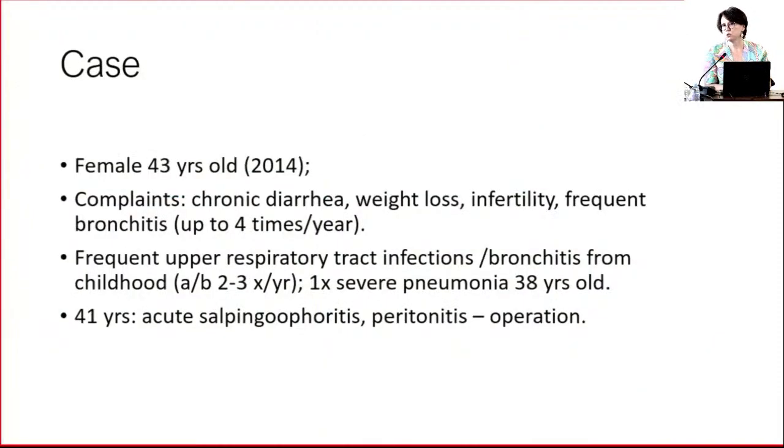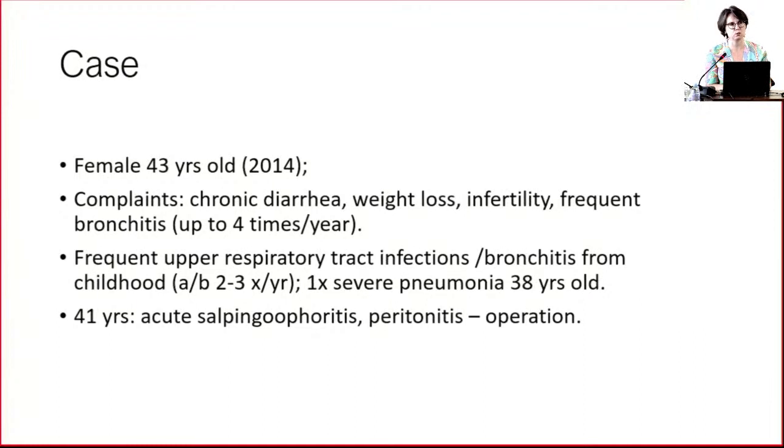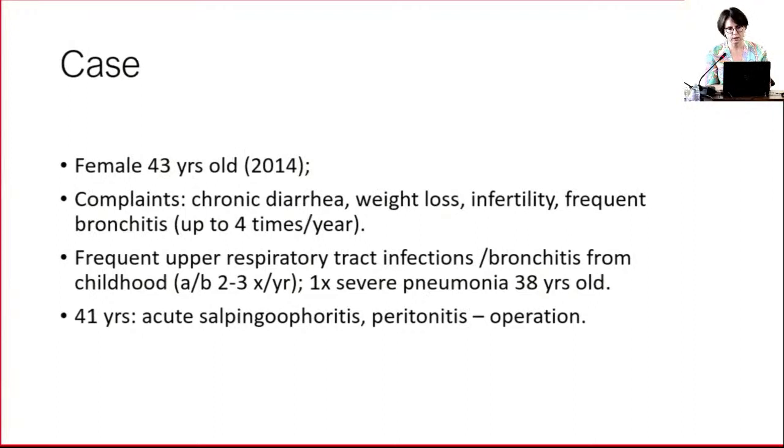And now I would like to present a clinical case, rather illustrative, like an average of our adult patients with primary immunodeficiency and the way they have to go to the diagnosis. When this lady presented to our clinic, she was 43 years old, and she came because she had a lot of symptoms and nobody knew what disease she had. She had chronic diarrhea, weight loss, infertility, frequent bronchitis and infections, acute salpingo-oophoritis, and then peritonitis, for which she was operated on.